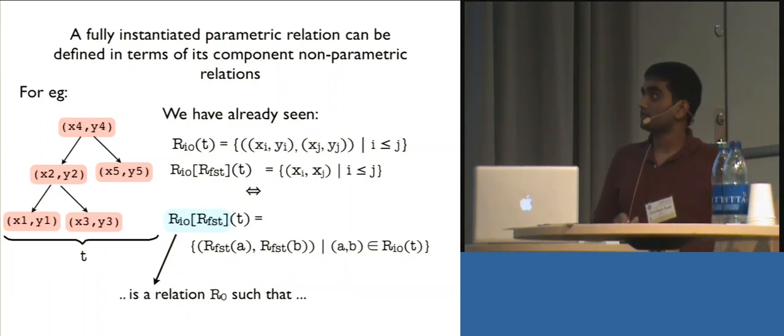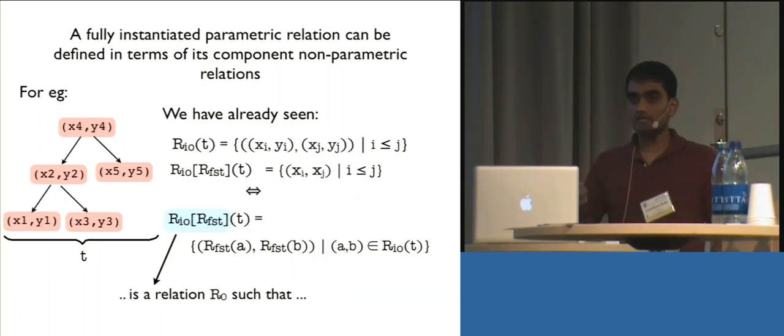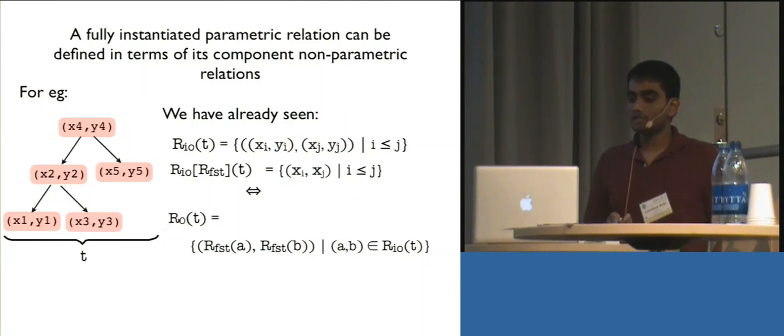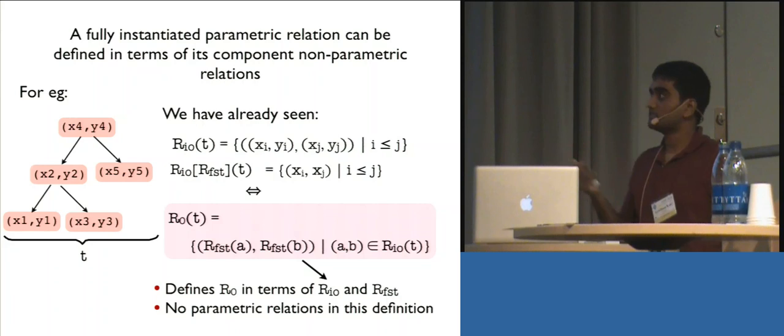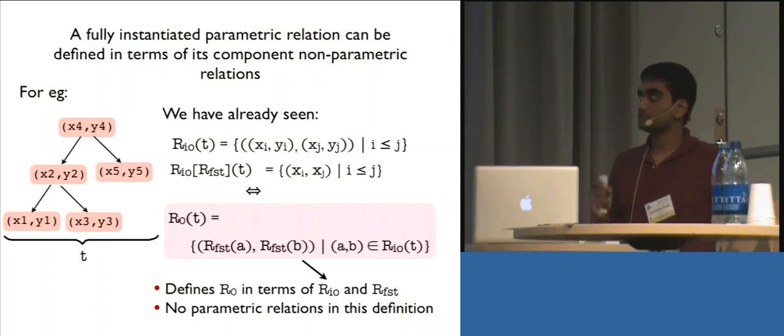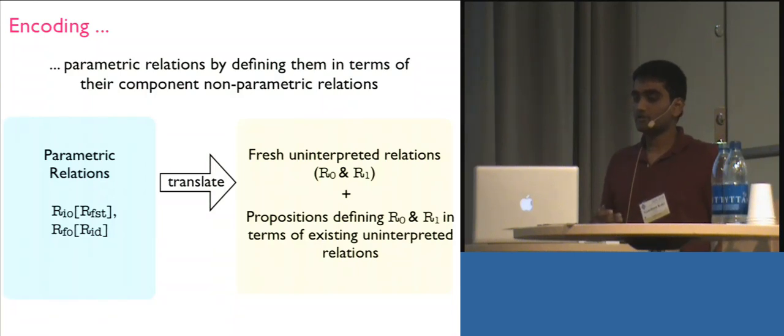So we can simply replace RIO RFST with an uninterpreted relation R0 and define the semantics of the instantiated parametric relation as the uninterpreted relation R0, which contains pairs of elements RFST A, RFST B, such that A, B belongs to RIO of T. Observe that this definition captures the semantics of the instantiated parametric relation in terms of the non-parametric RIO and non-parametric RFST relations. There are no parametric relations in this definition. So this is encodable straightforwardly in a decidable logic, and that defines our encoding of parametric relations in the EPR fragment of MS-FOL.